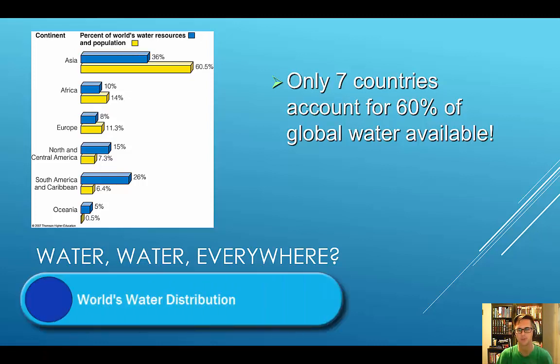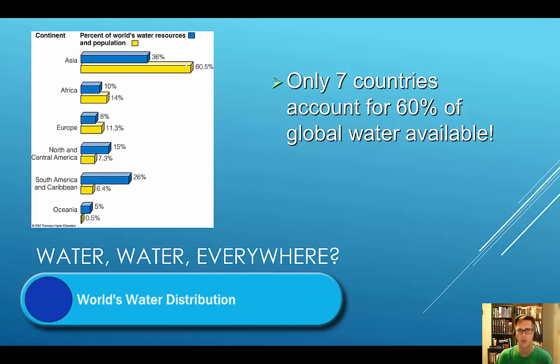And now if we look at it, this chart here is really interesting, because it breaks down all the major areas of the world, and for the people living there, how much water is available to them. So 36% of the world's fresh water is in Asia. But 60.5% of the population is also in Asia. So it's not an even amount of water per person.